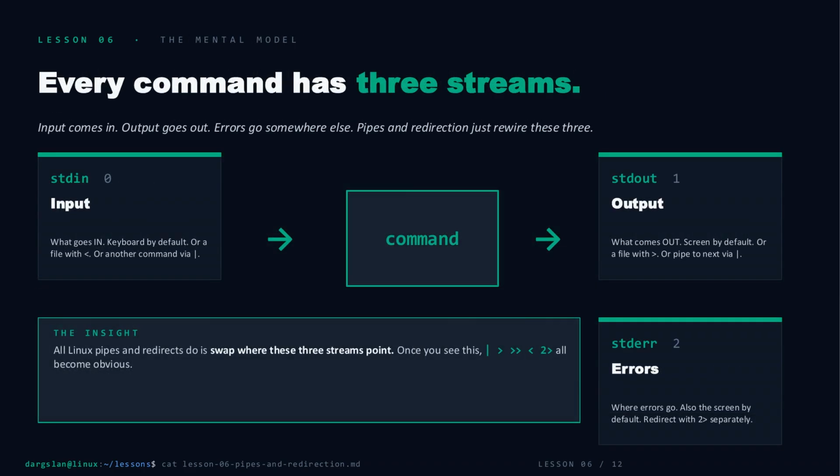Before we touch any of those characters, you need this mental model. Every command in Linux has 3 streams: stdin for input, stdout for output, and stderr for errors. By default, input comes from your keyboard, and both output and errors go to your screen. Here's the whole secret. Pipes and redirects don't do anything magical. They just swap where these 3 streams point. Once that clicks, every symbol we're about to learn becomes obvious.